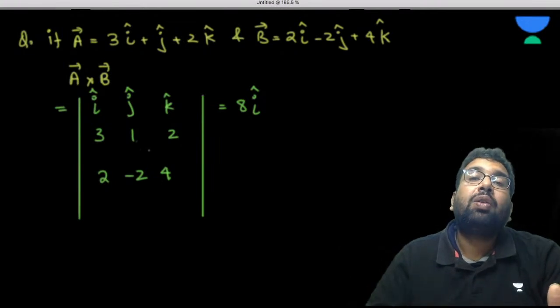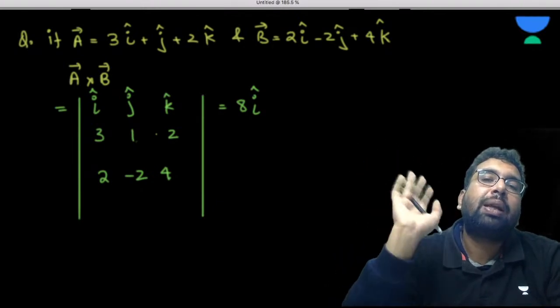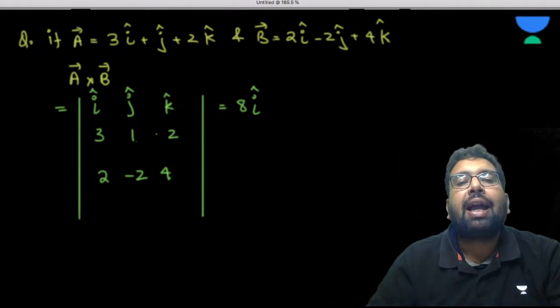Okay, so minus of 2 into minus 2. So it will become 4 minus of minus 4. So it will become 8i. Now simply again for j cap.